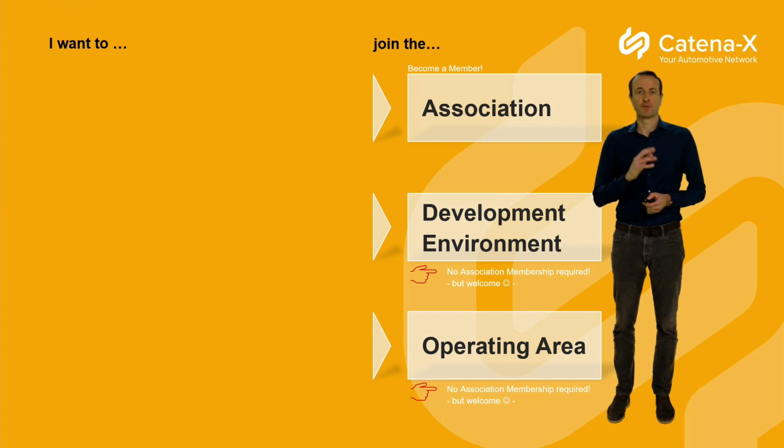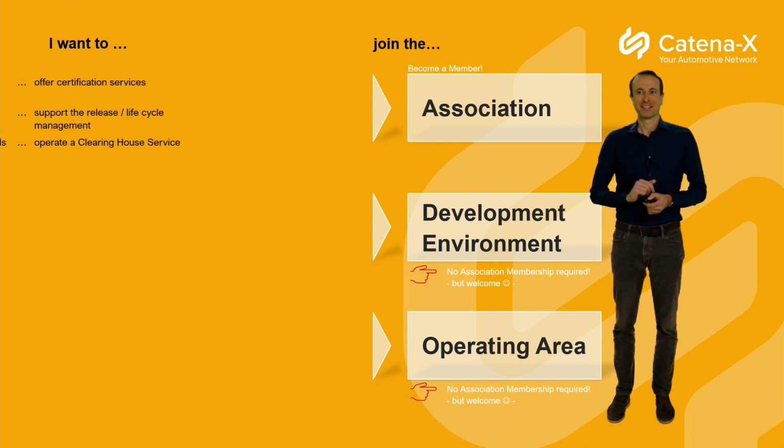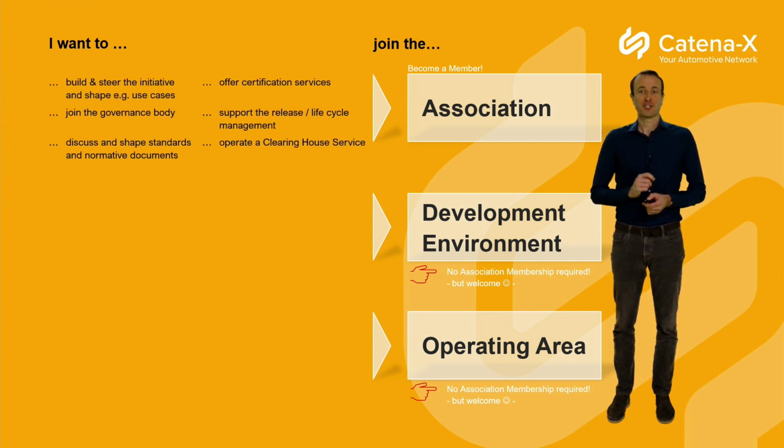And we just have examples, and if you have further questions, you can go to the association and they always give you directions without being a member. So first one, if you want to build and steer and shape the development of the use cases, what kind of industry standards you want to build on, what decision we're going to take, go to the association. If you want to join the governance body, join the association. If you want to offer a certification service or operate a clearinghouse on behalf of the association, you go to the association. If you want to support our release and lifecycle management, what Catena is doing as an entire data space, go to the association. And if you want to shape and discuss standards, go to the association. For that, you have to be a member.